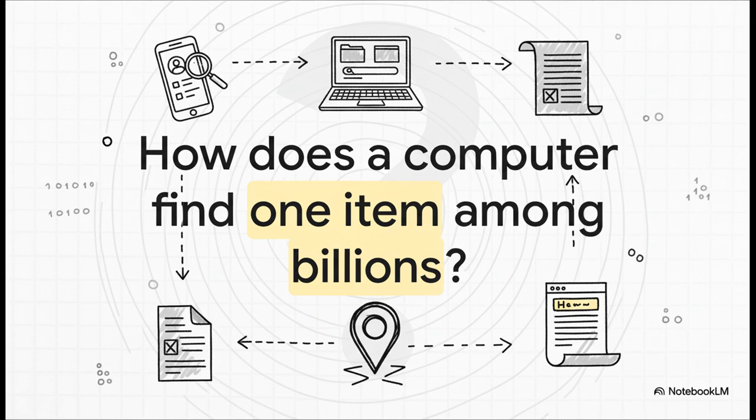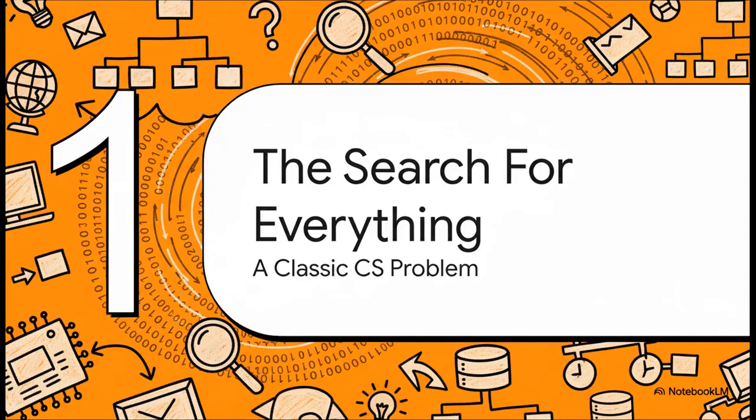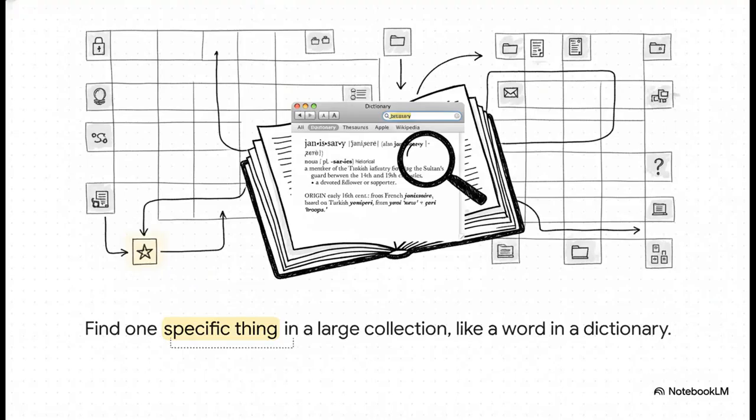But how? How does a computer actually sift through potentially billions of items to find that one thing you're looking for in less than a second? Well, it turns out, this is one of the most classic problems in all of computer science. You could almost call it the search for everything. And it doesn't matter what you're looking through. You could be flipping through an old-school paper dictionary to find a word, or your computer could be scanning a giant database for a specific profile. The core problem? It's exactly the same. You've got this massive collection of stuff, and you need to find one single, specific match.